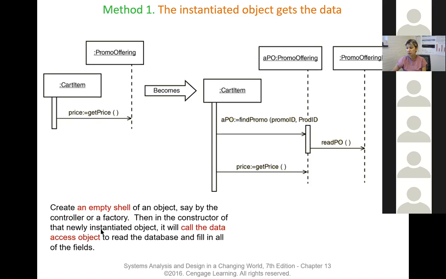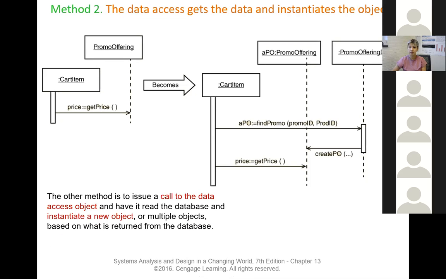Then in the constructor of the newly instantiated object, you will call the data access layer object to read the database and fill in all the fields. So creating the object empty, and then that object would read from the database using the data access layer object. Now, here is the second method.